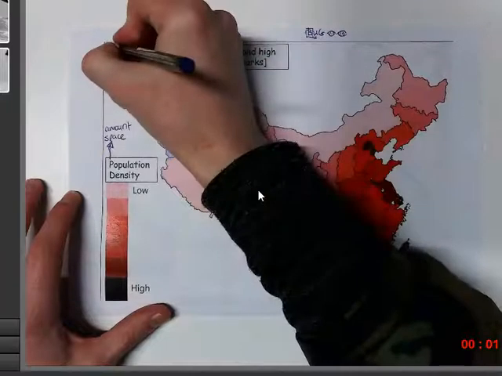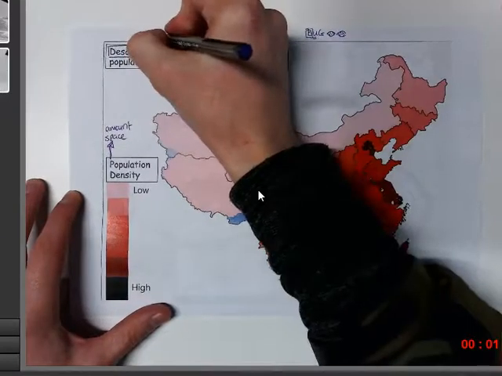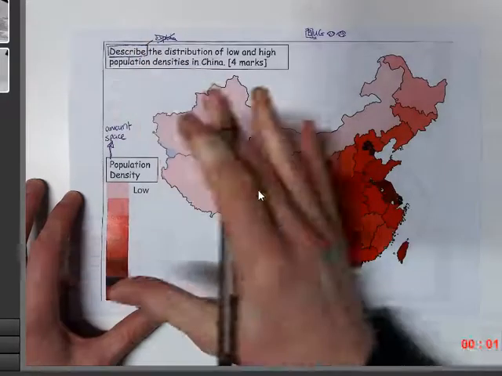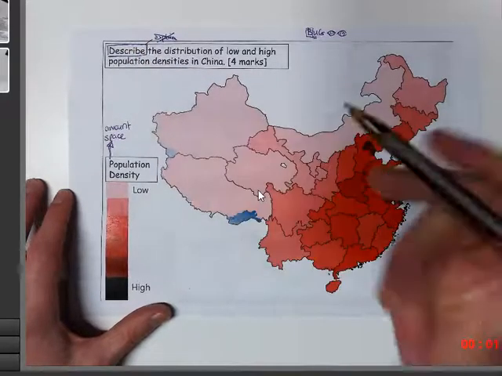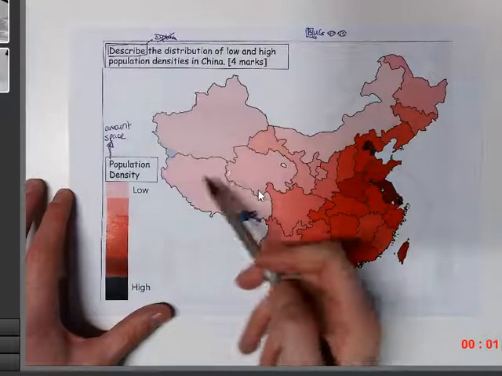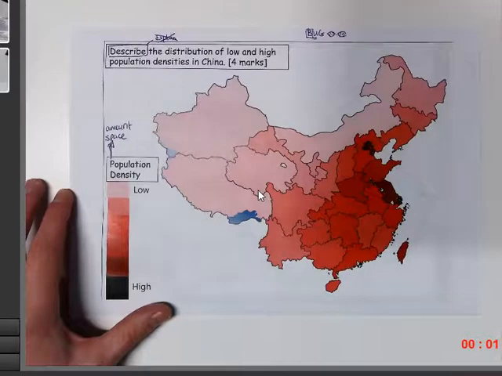So first of all, boxing the command word, which is describe. We're not going to be explaining anything, so I'm going to write the word explain and just cross that out. We're not explaining why the population is like this, we're just describing what we see. So we're describing where we see the low populations, and where we see the high populations.